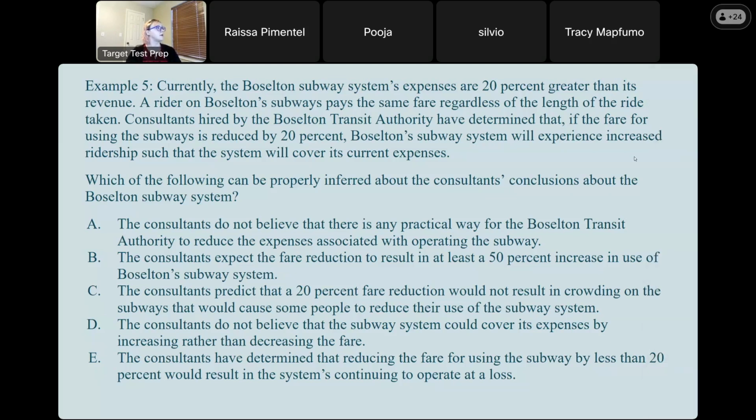Currently, the Bozelton subway system's expenses are 20% greater than its revenue. A rider on Bozelton subways pays the same fare regardless of the length of the ride taken. Consultants hired by the Bozelton Transit Authority have determined that if the fare for using the subways is reduced by 20%, Bozelton subway system will experience increased ridership such that the system will cover its current expenses. Which of the following can be properly inferred about the consultant's conclusions about the Bozelton subway?